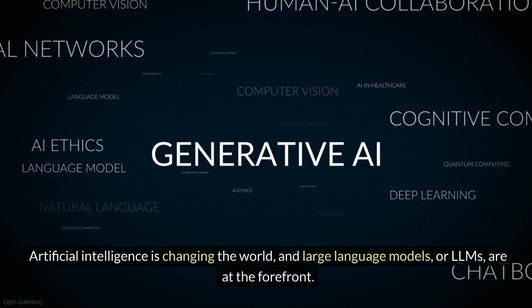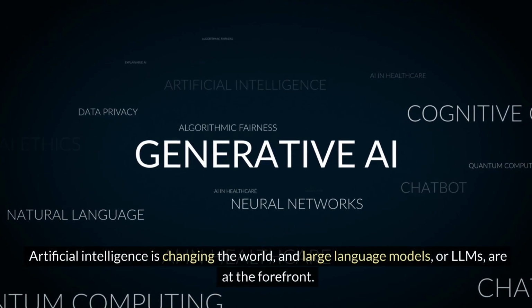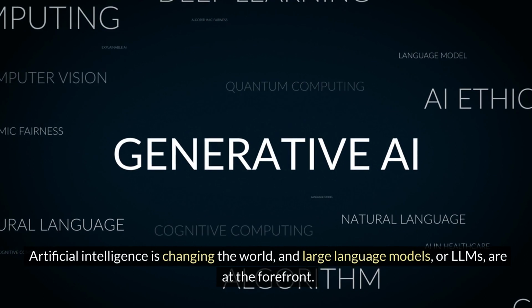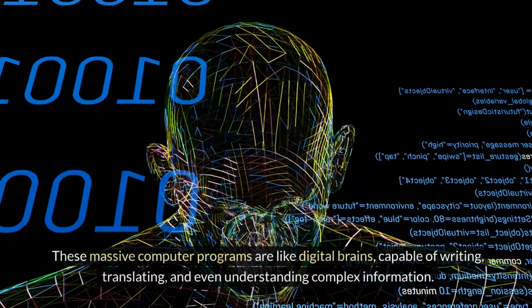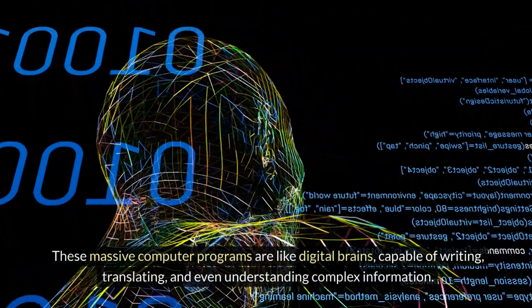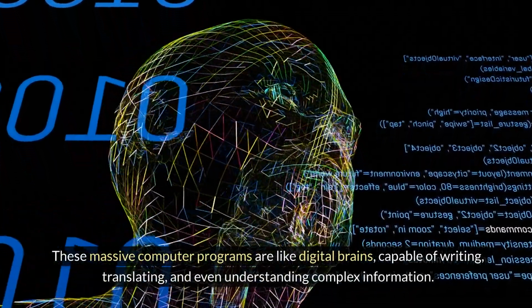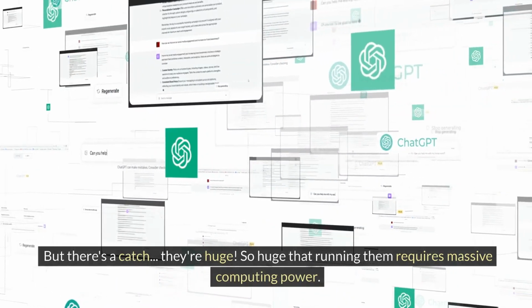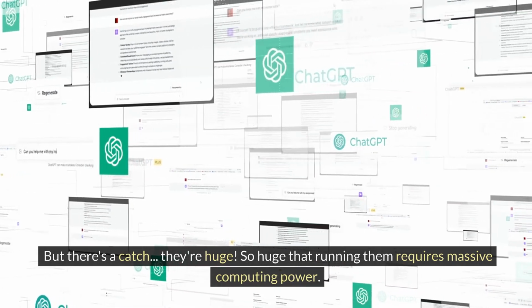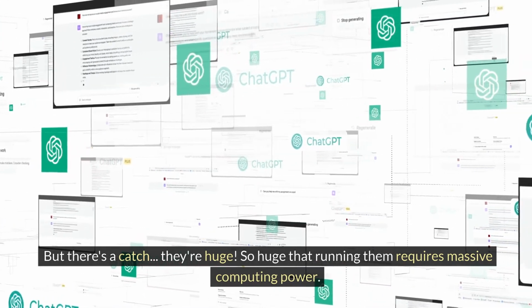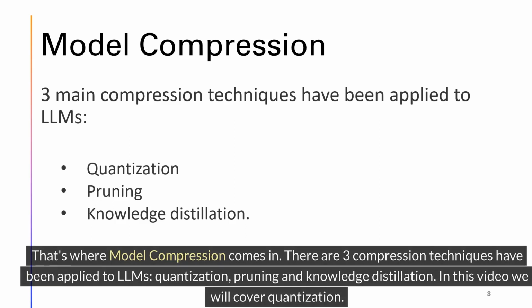Artificial intelligence is changing the world, and large language models, or LLMs, are at the forefront. These massive computer programs are like digital brains, capable of writing, translating, and even understanding complex information. But there's a catch. They're huge, so huge that running them requires massive computing power. That's where model compression comes in.